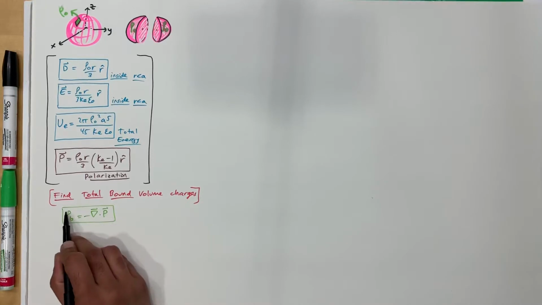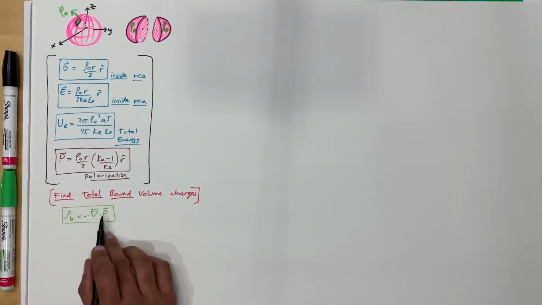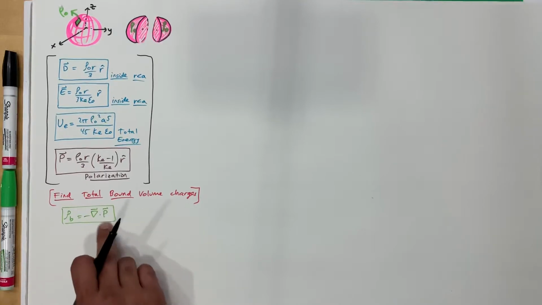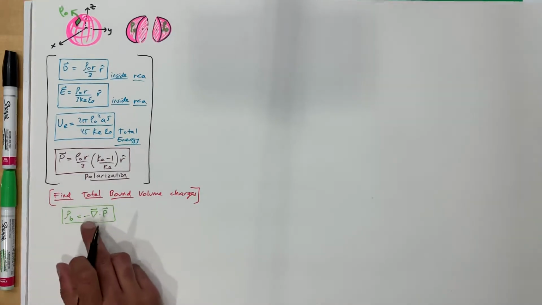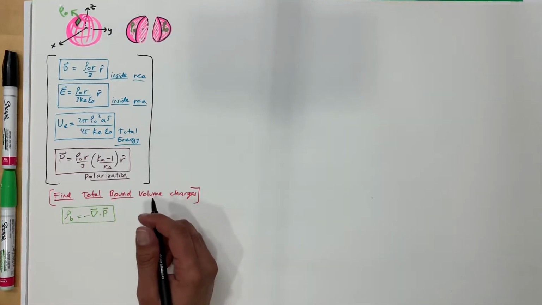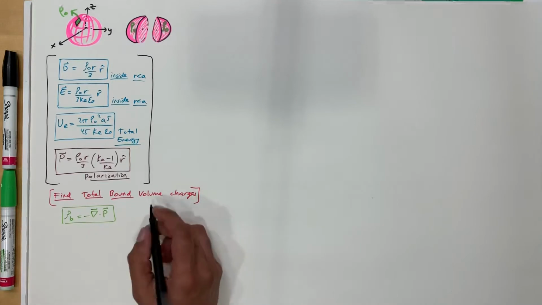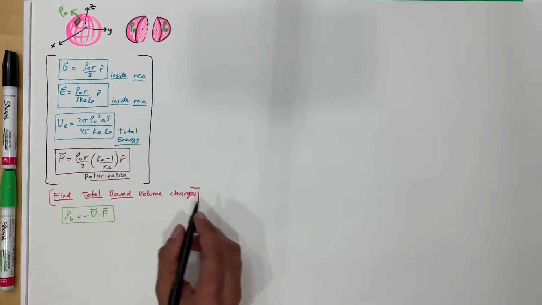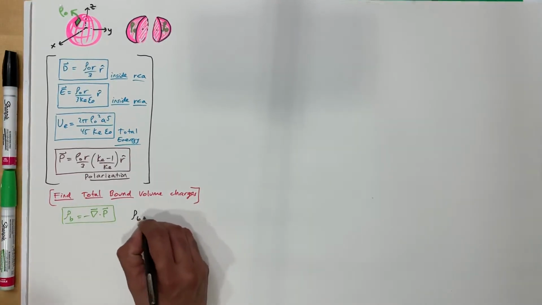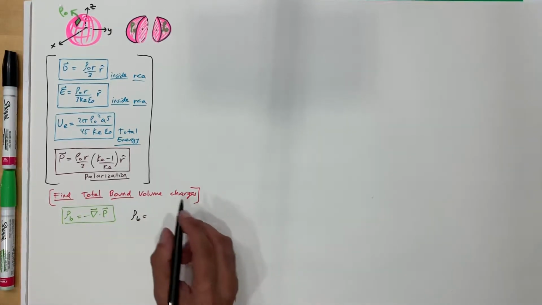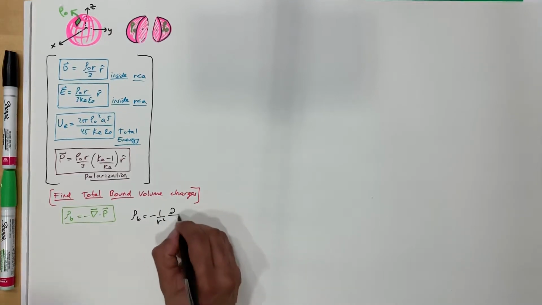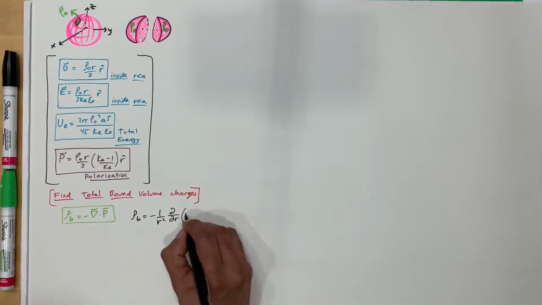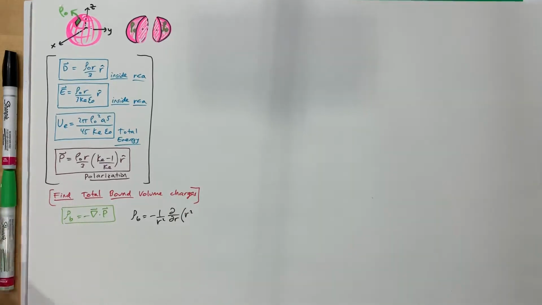So our bound volume charge is found by using this equation, which we needed polarization. So now that we have it, let's plug it in. So we do the gradient, and in the radial direction, we're only left with, we're going to have the bound volume charge equal to negative 1/r², partial r squared on the outside, and then on the inside, let me see if I do a different color.